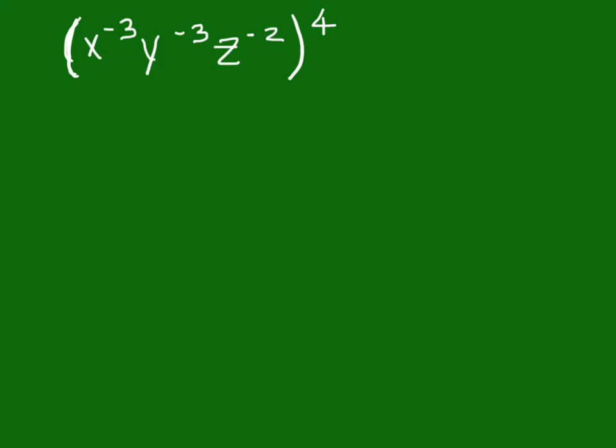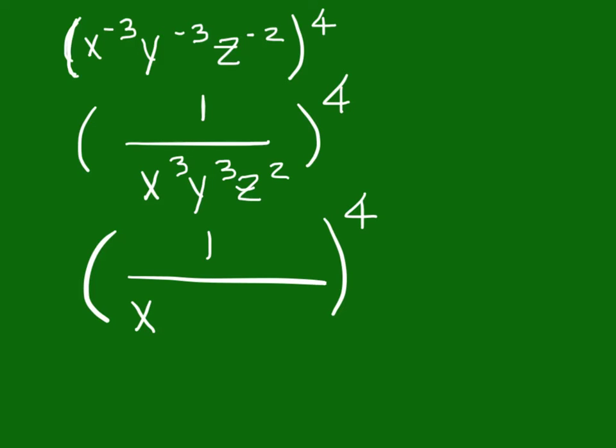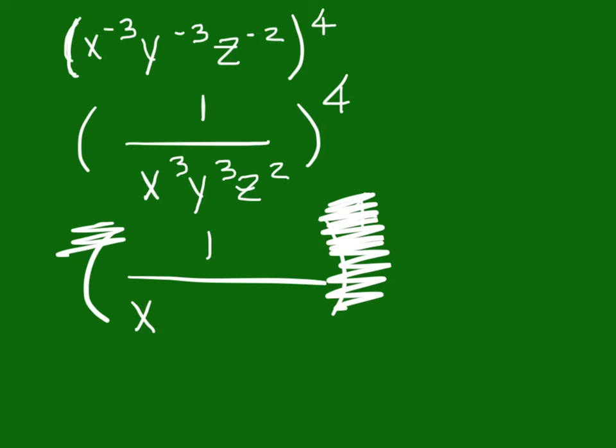For the solution here, you have to simplify inside first. You'll have 1 over x to the third, y to the third, z to the second, and then distribute the exponent outside to the inside and get, actually we don't need this anymore. I can't erase that, it's just a typo I made. But the parentheses are gone, and you have 1 over x to the 12th, y to the 12th, z to the 8th.